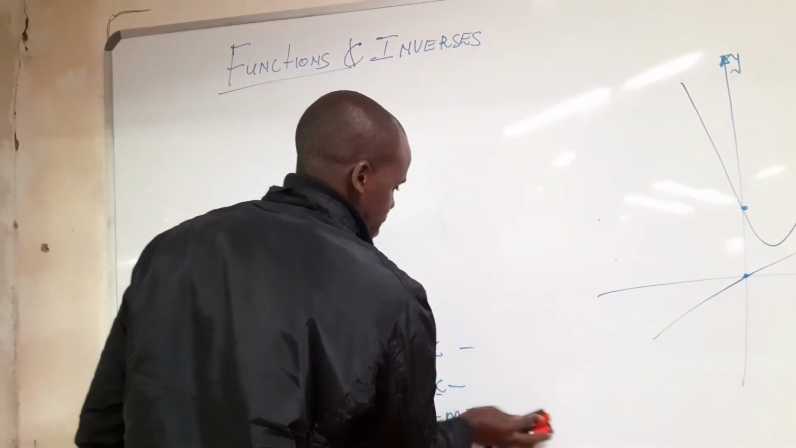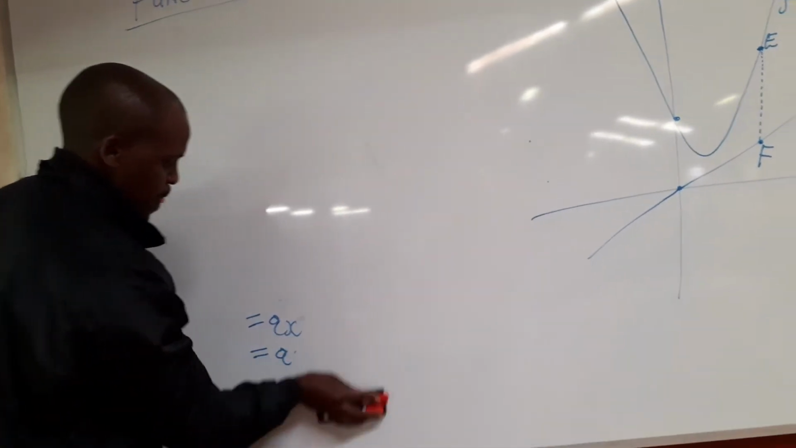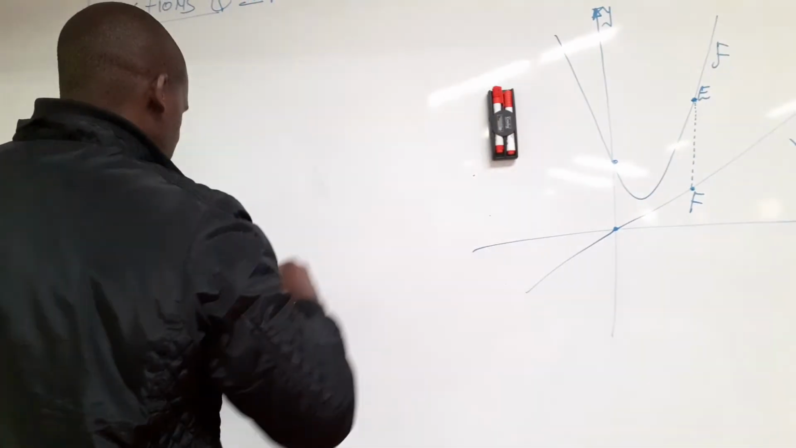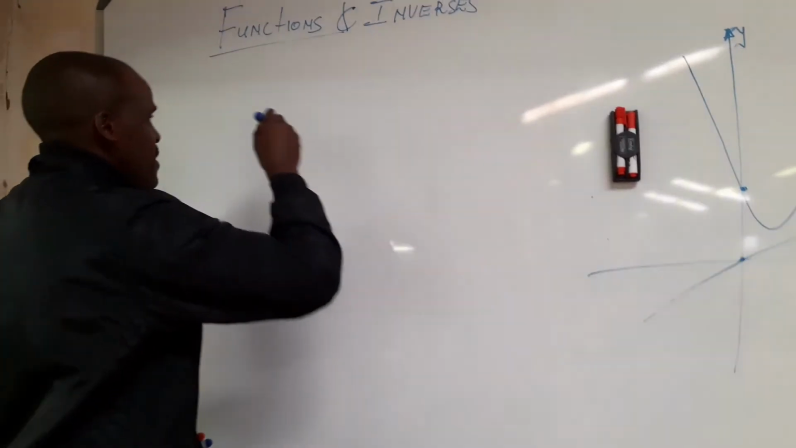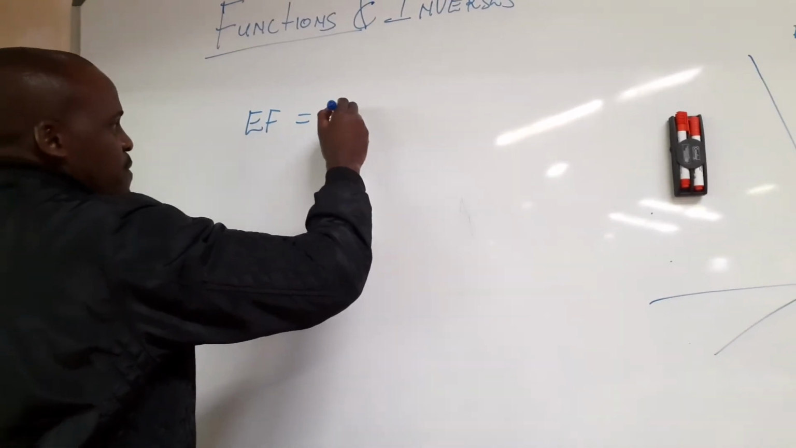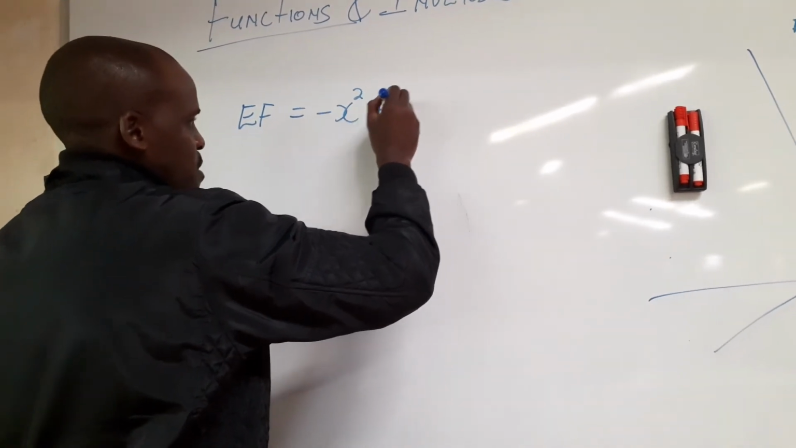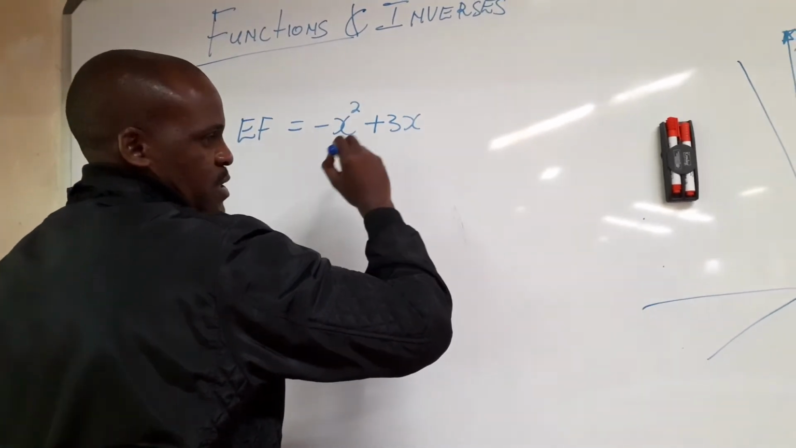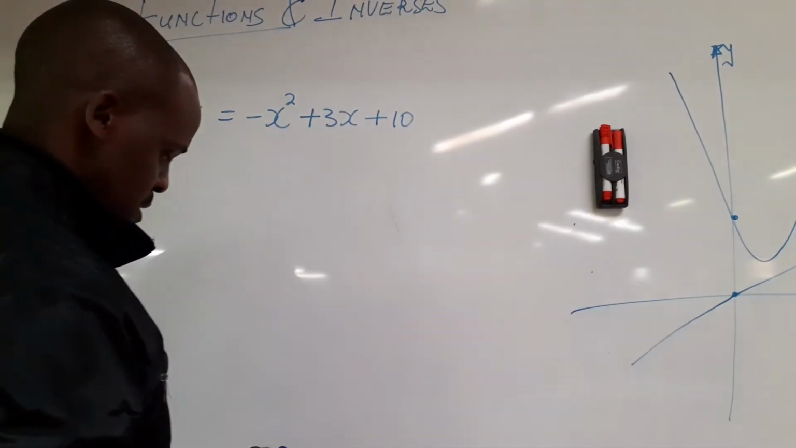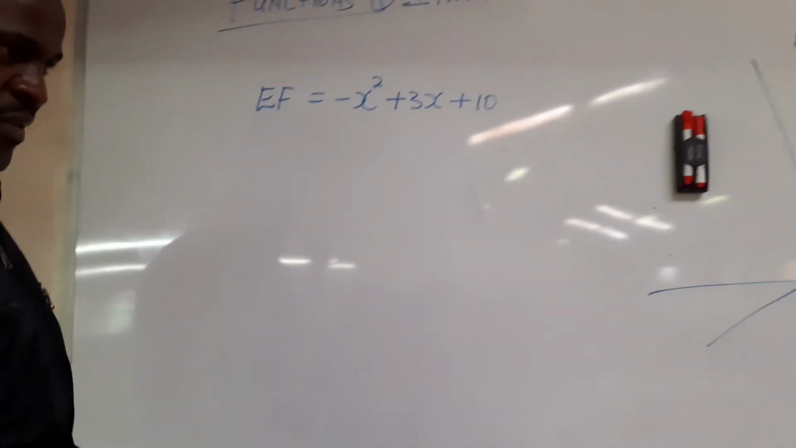So let's say you were not to derive. Let's see what will happen. The length of EF is given by negative x squared plus 3x plus 10. That's the length of EF. We are to find the maximum length.